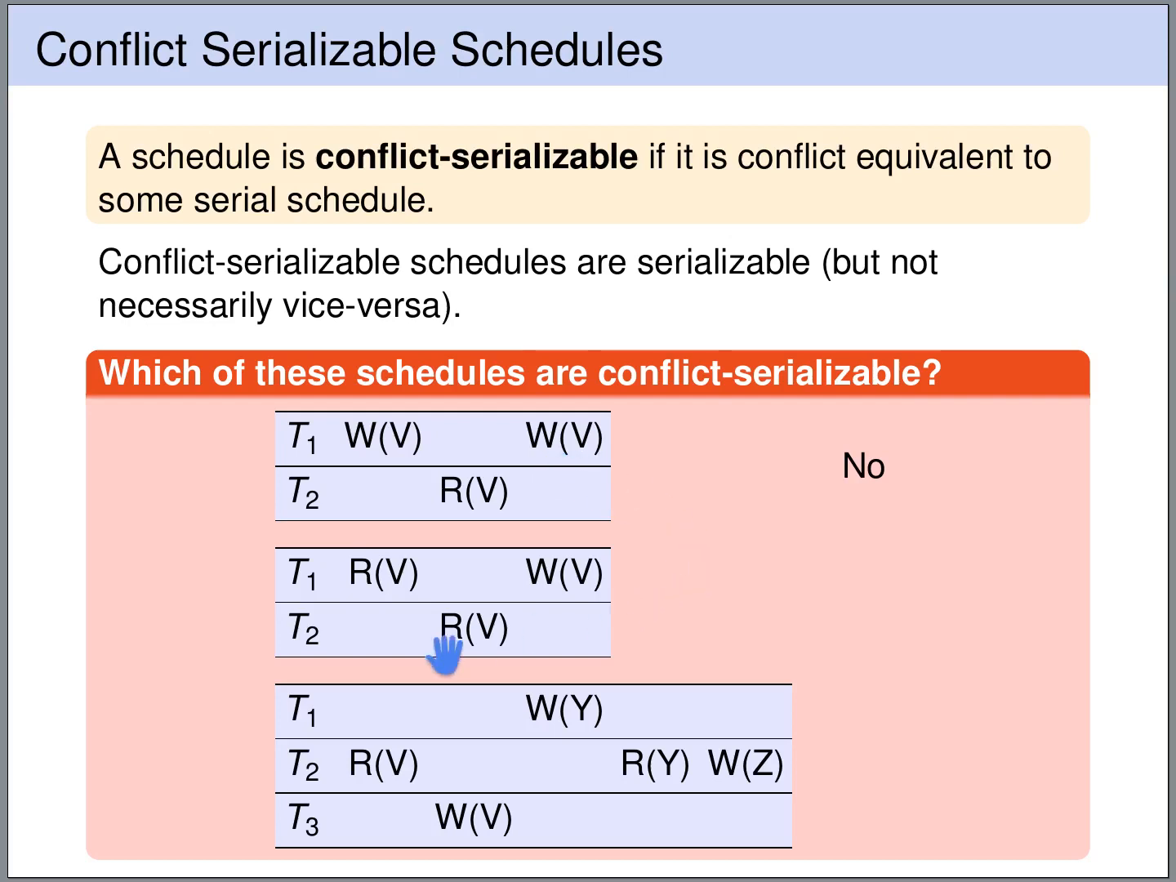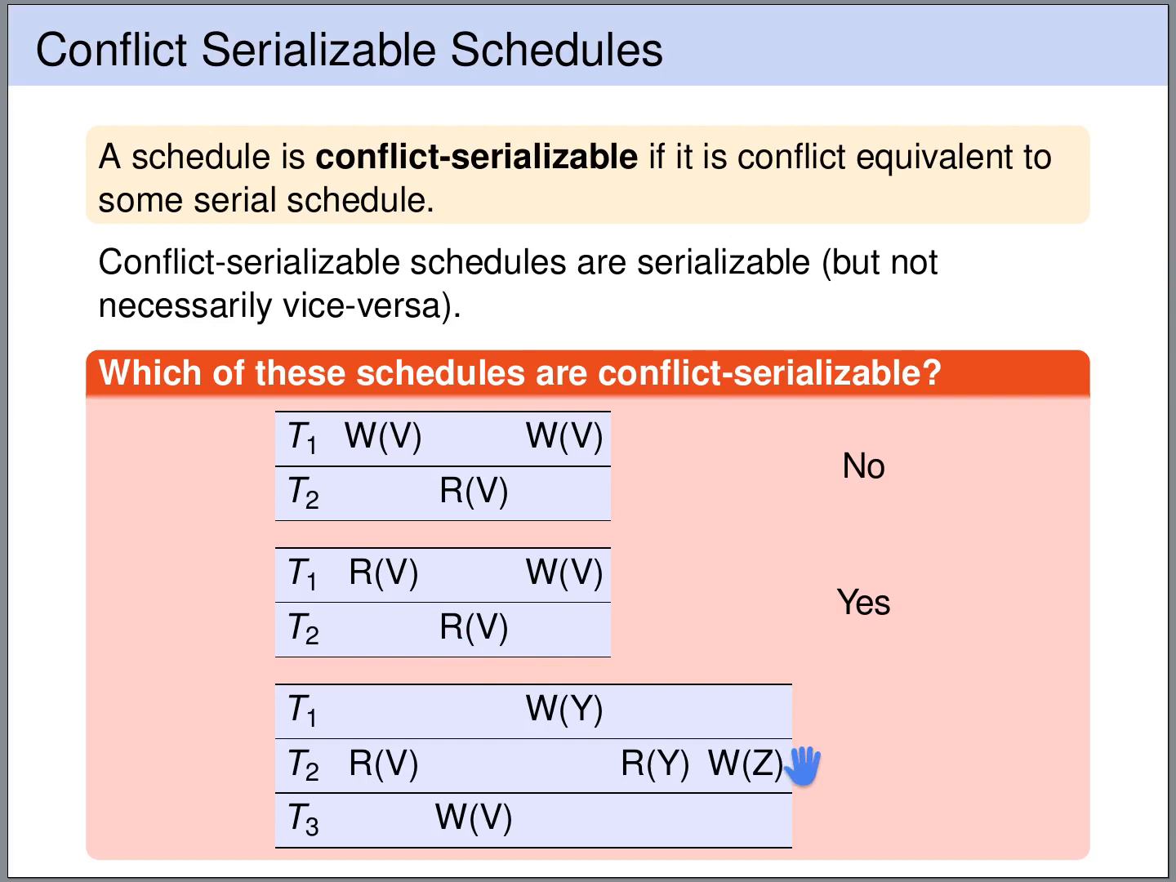Let's have a look here. We have a read of v, a read of v. These are both reads, so they are not conflicting, so we are allowed to swap these two. And if we swap these two, then we immediately obtain a schedule without interleaving. Then we first execute T2, so we first execute the read of v of T2, then we execute the read of v of T1, and then the write of v of T1. So by swapping these two, we obtain a serial schedule, so this is conflict serializable.